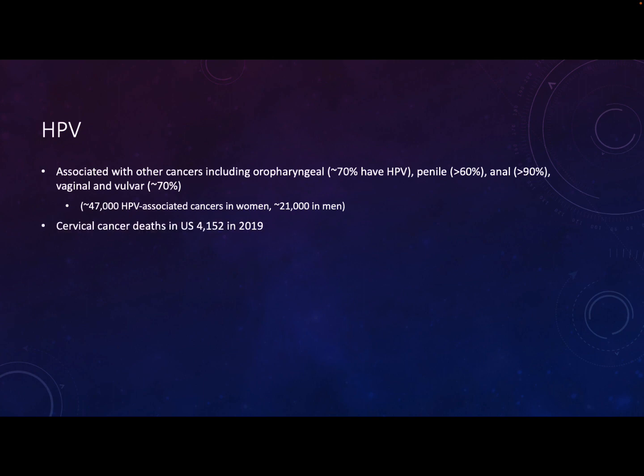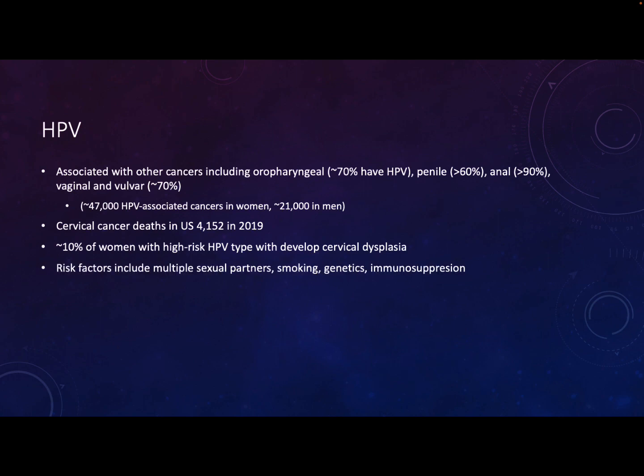In 2019, there were just over 4,000 cervical cancer deaths in the US, and it's estimated that approximately 10% of women that have one of the high-risk strains, so 16 or 18, will develop a cervical dysplasia. So they'll develop that precancerous lesion. And when those are detected via pap smear, they can be removed.